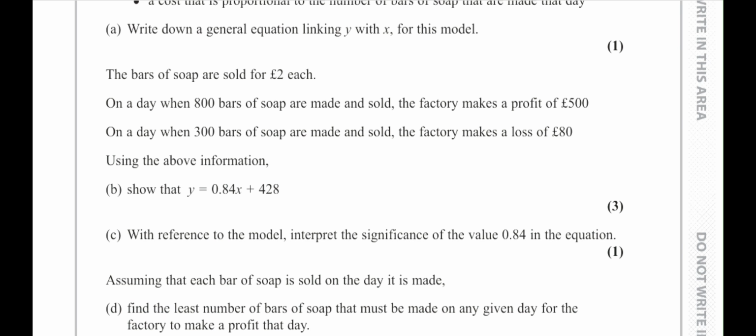Next part of the question. The bars of soap are sold for £2 each. On a day when 800 bars of soap are made and sold, the factory makes a profit of £500. On a day when 300 bars of soap are made and sold, the factory makes a loss of £80. Using the above information, show that y equals 0.84x plus 428. So we need to generate two simultaneous equations and derive the values of m and c from there.